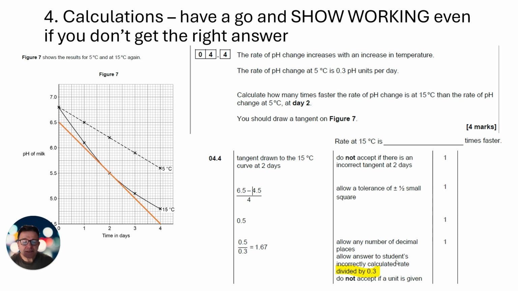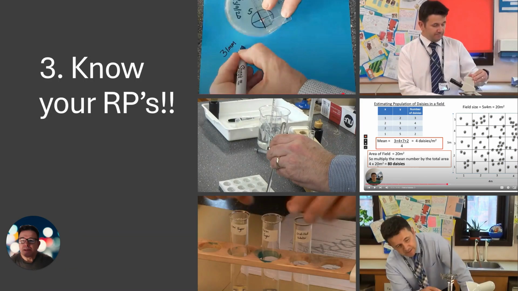Also, allow the answer to the student's incorrectly calculated rate divided by 3. So if you hadn't got 0.5 and you got some other number but divided it by 3, you would have got a mark. Okay, so you would have got some marks rather than no marks because you didn't show your working. Number 3. Know your required practicals.